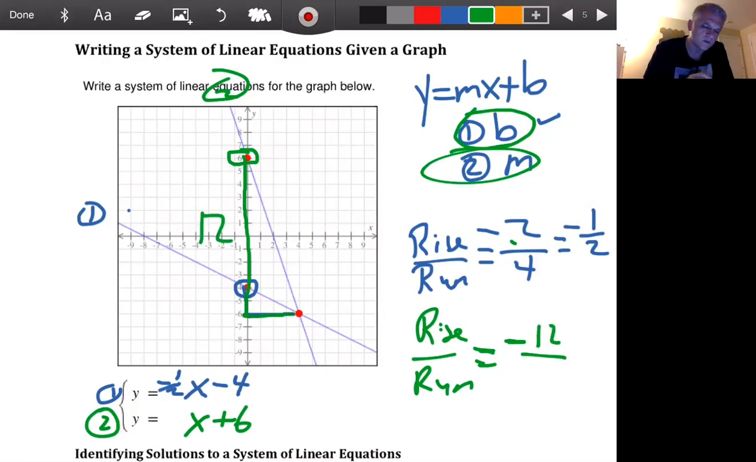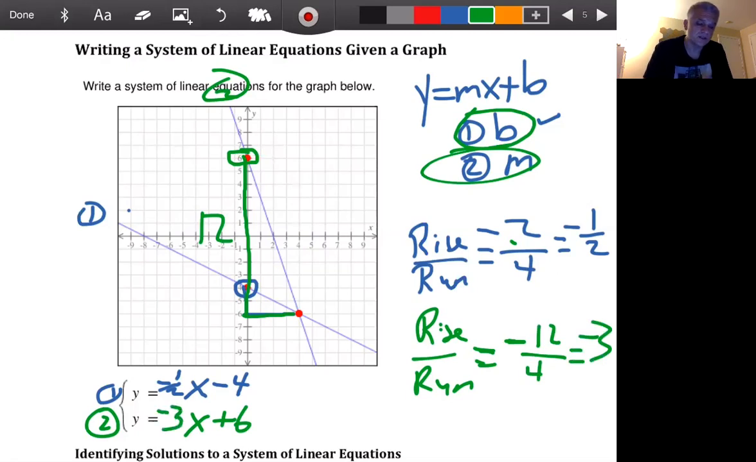And then over to the right, 4 units. And I know that it's negative. Okay, if I had done it the other way, I would have gone positive 12 over negative 4. Either way, it's going to be a negative 3 over 1, or just a negative 3.